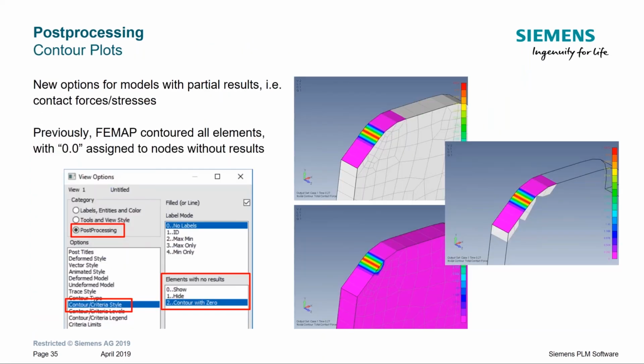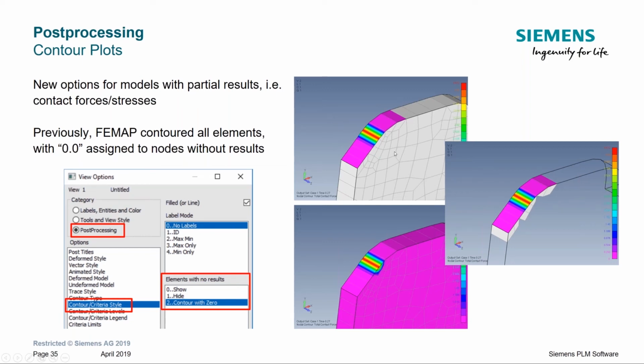Contour plots, you now do partial results. Basically, what this will do is you have 3 options. You can show the elements with no results, which is like the old default that always did that before. You could hide the elements with no results, or you could say contour with 0. So this is basically the old one.